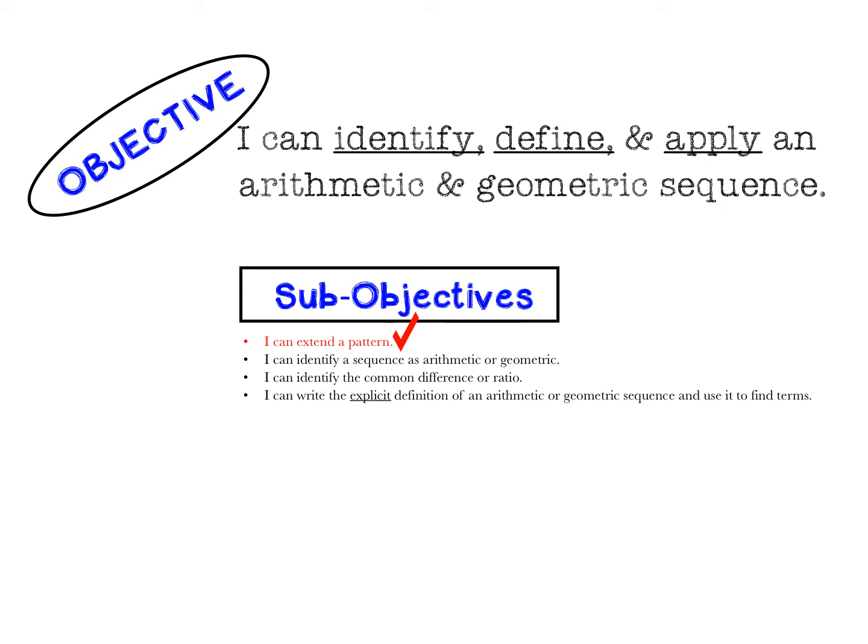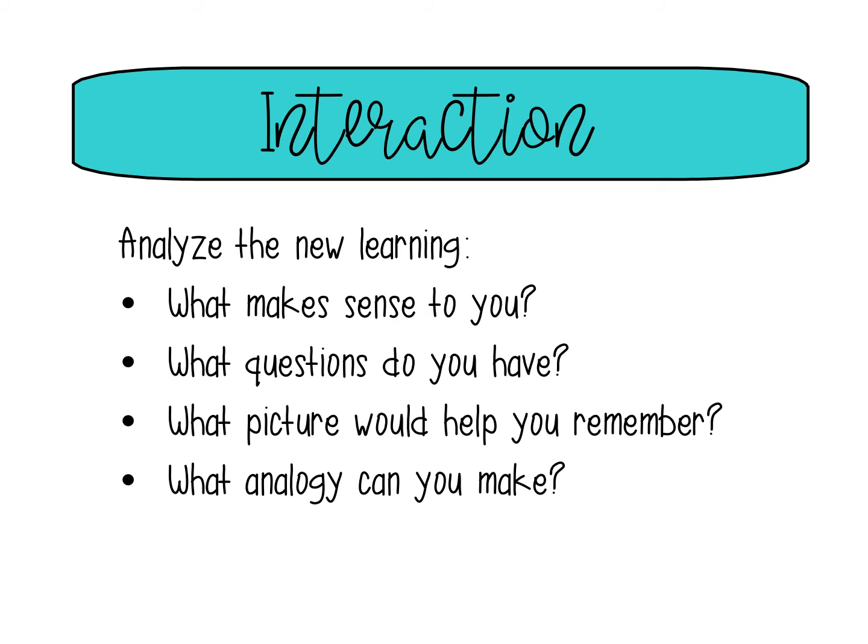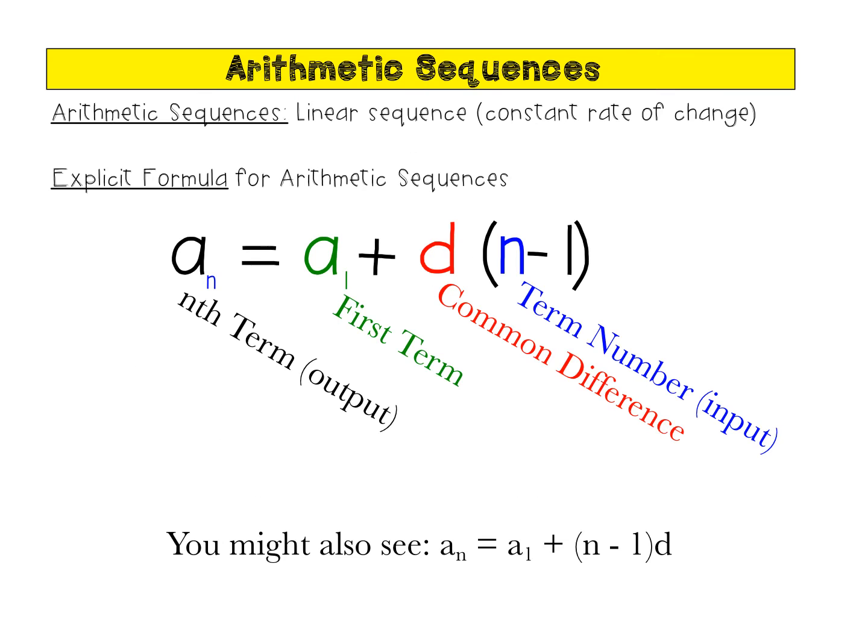All right, so we have done the first part of our sub-objective to extend a pattern. Go ahead and have an interaction in your notes. What's something that's part of the new learning? What are you going to need to remember? What makes sense to you? What is confusing? What questions do you have?